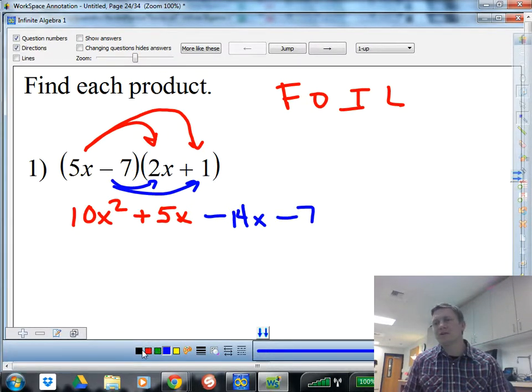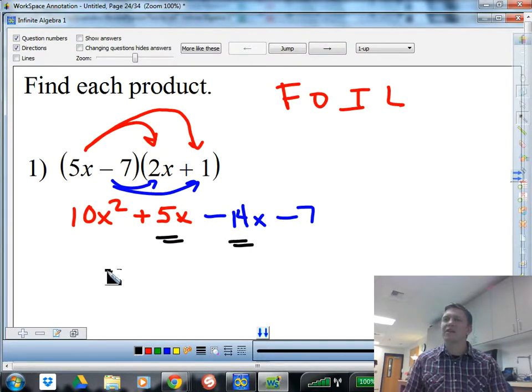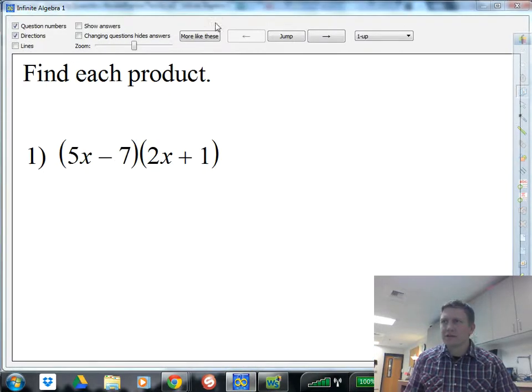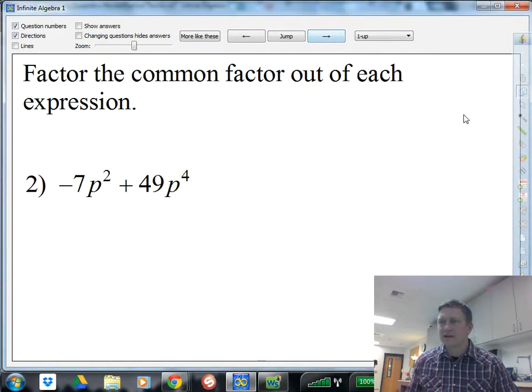So what I'm going to do is combine these 2 like terms in the middle and put them together. And so we're going to rewrite it. Final answer, 10x squared minus 9x minus 7. Okay, let's move on to number 2. Hopefully we can go through these quickly so that it doesn't take forever here.